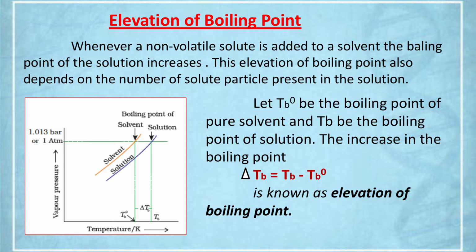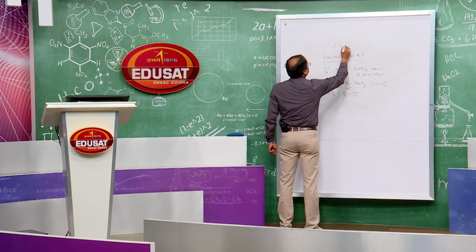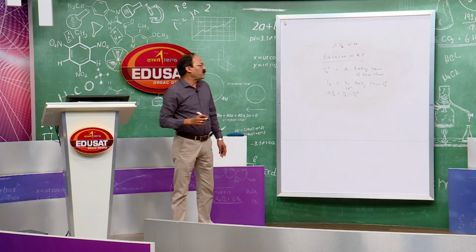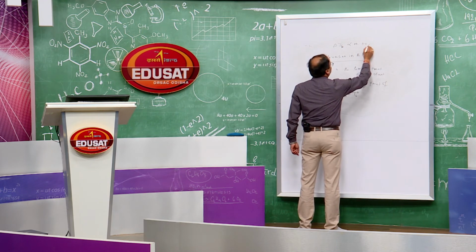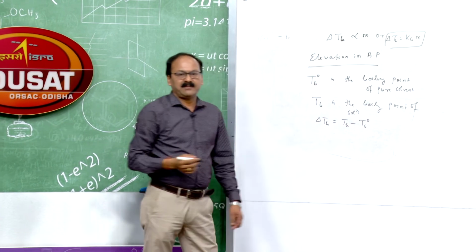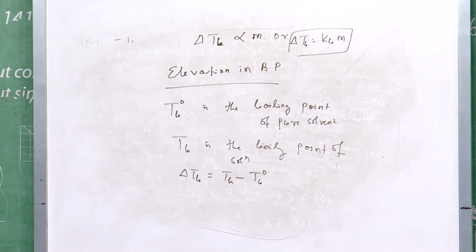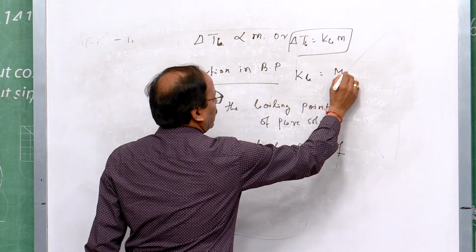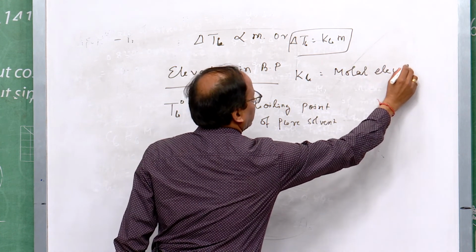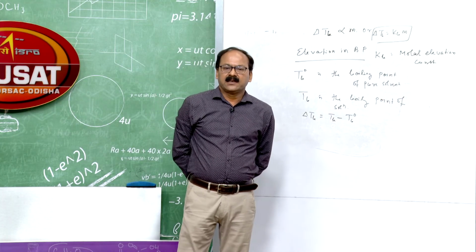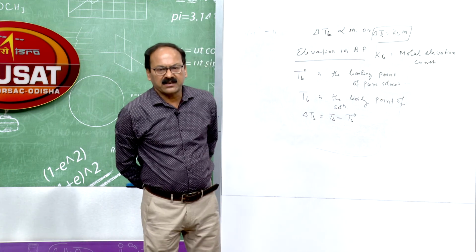or to the molar concentration. Delta TB is directly proportional to the molality of the solution, or delta TB will be equal to KB into m. m is the molality of the solution. The proportionality constant KB is called the molal elevation constant. We also call it the ebullioscopic constant.